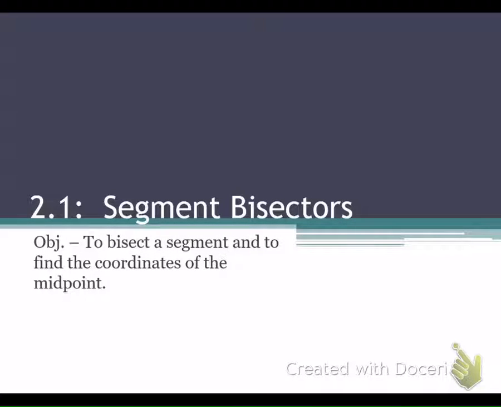So, done with chapter 1, moving on to chapter 2. 2.1 is our first section. It's all about segment bisectors. Bisector is a word that's new. Segment is not new. But once you find out about a bisector, we'll learn about angle bisectors as well. So it is a pretty important vocabulary term that I would definitely commit to memory.